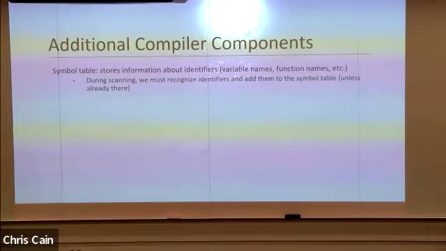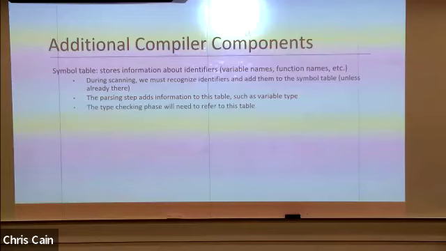So as we scan, we recognize identifiers, we add them to the symbol table unless they're already there. Parsing adds the information to the table, such as the variable type as you go find it. And then type checking will refer to the table to make sure that it's all flowing.